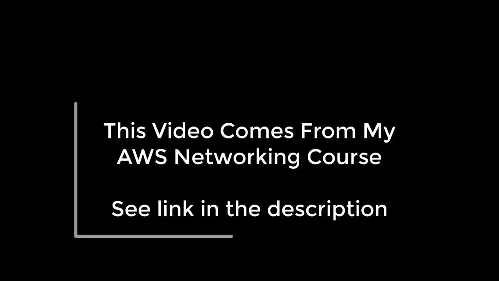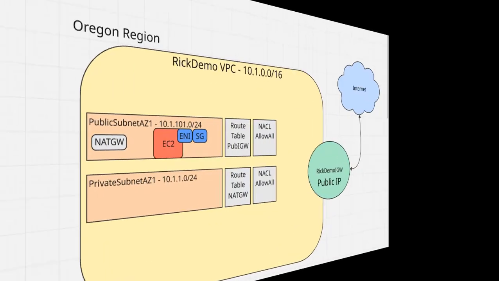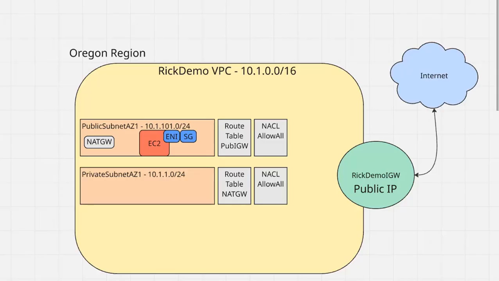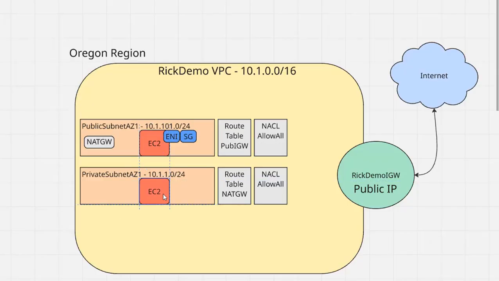In this video, I'll demonstrate how to use a Bastion host to connect to EC2 instances in a private subnet. At the moment, this is what our network diagram looks like. We currently have an EC2 instance that is in a public subnet, and we've installed Windows on that EC2 instance, and we've connected to it a few times. But now we're going to actually create an EC2 instance in our private subnet. And because it's in the private subnet, we are not going to be able to connect to it.